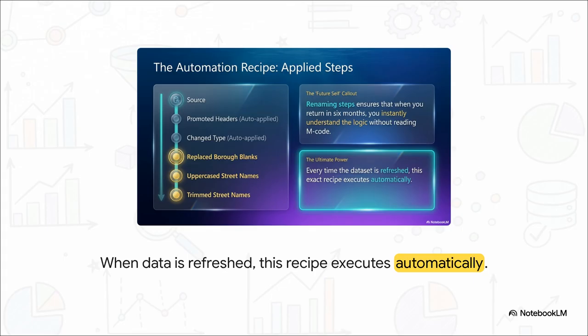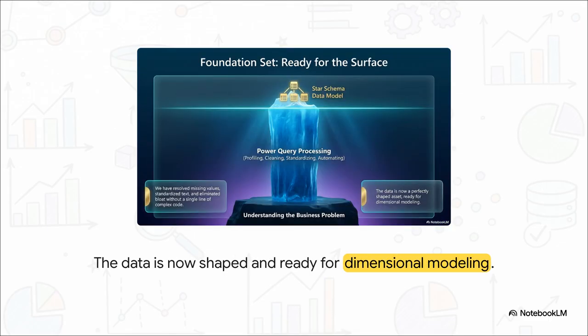But the ultimate power is this. Every single time this dataset is refreshed, whether that's tomorrow, next week, or next year, this exact cleaning recipe executes automatically. Which brings our whole iceberg metaphor completely full circle. Think of this as a sturdy block of ice beneath the waterline. The Power Query processing is done. We've profiled, cleaned, standardized, and automated our data, all without writing a single line of complex code. The data is now a perfectly shaped asset, structurally sound, and ready to support the dimensional modeling, the star schema, right at the waterline. Only now is our engine truly ready to support those dazzling surface-level visuals.